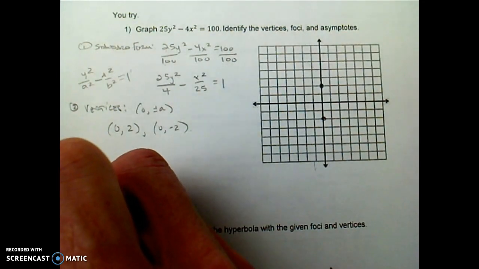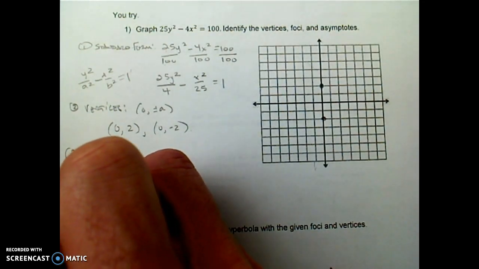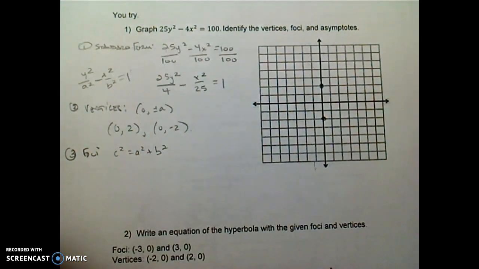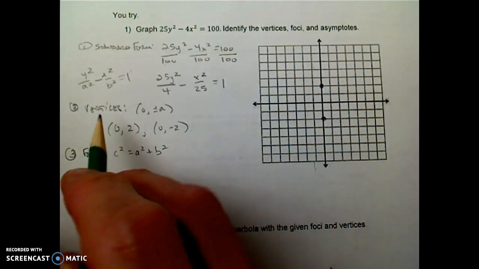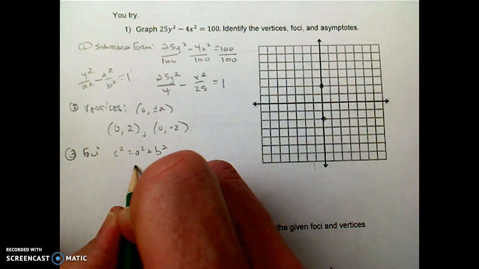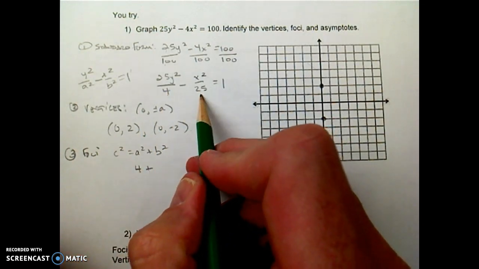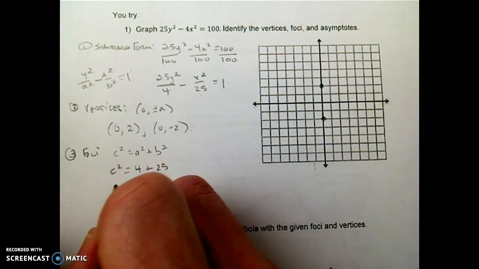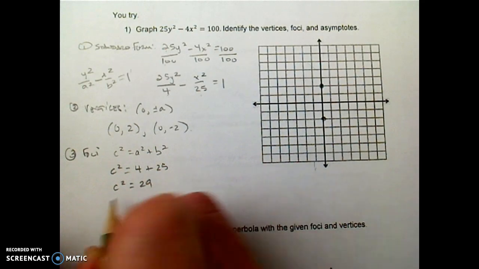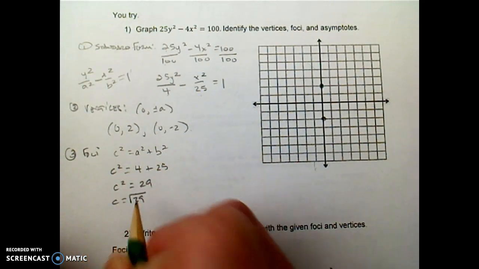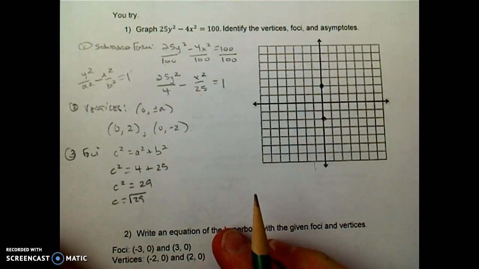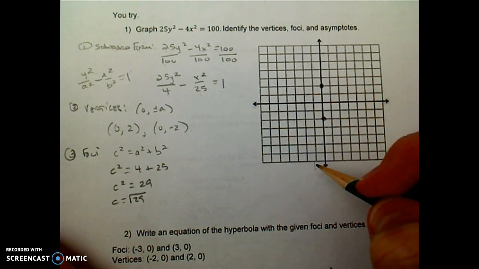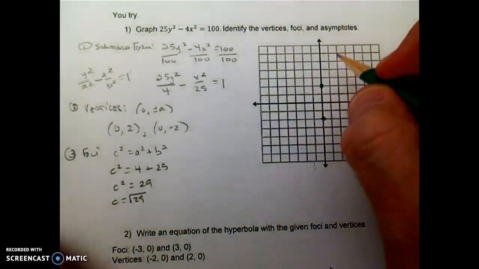Next, we want to find the foci. C squared equals a squared plus b squared. So my a value, a squared, is 4. My b value, b squared, is 25. So c squared equals 29, and c equals the square root of 29. So that's a little over 5, a little under 5.5. The foci, remember, lie on the transverse axis, so they're going to be a little farther away from the origin than the vertex is.